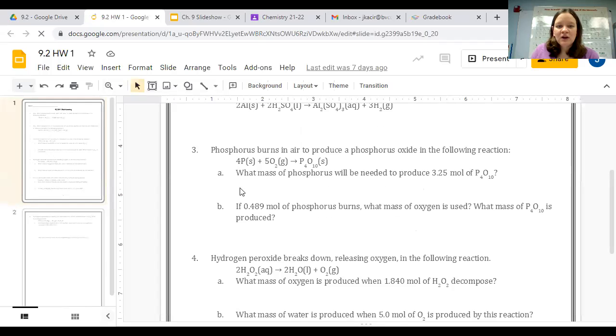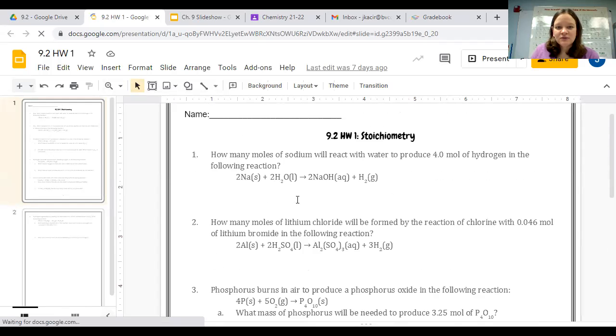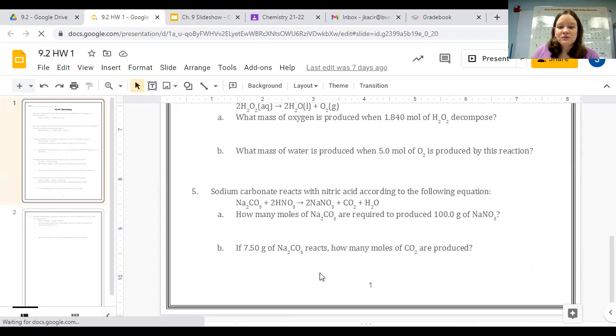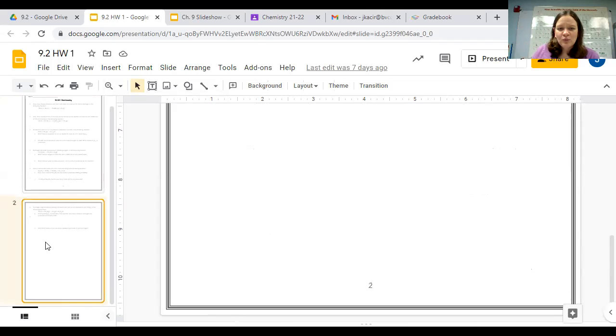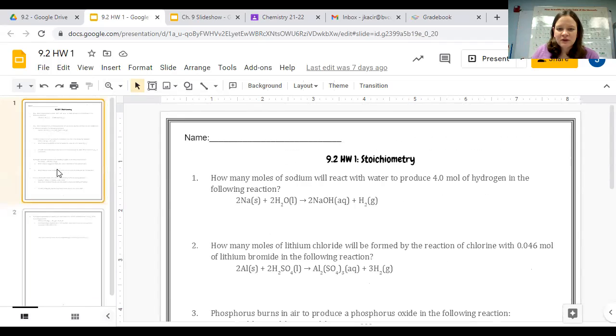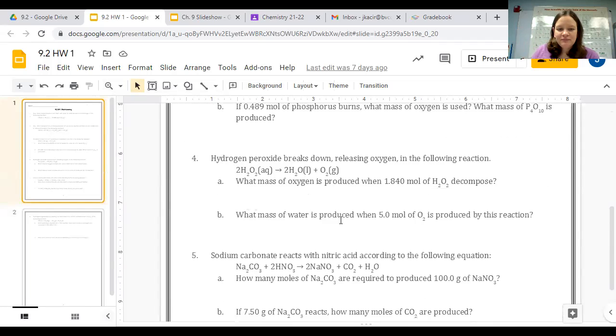So it's more practice problems that are very similar to what we did in class or what you did on this video. So it gives you the equations and you just need to pay attention to the question and see what it is asking you for. And then you might have to think through it a little bit. Okay.